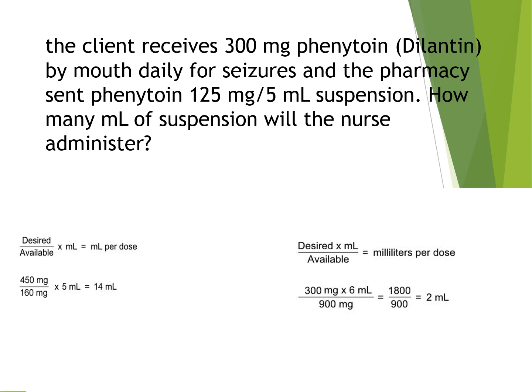So for an example, if they gave 450 milligrams over 150 times 5 mLs, that would, of course, give us that calculation, right? So here, desired times mLs over what's available equals milliliters per dose, right? So for example, if they gave us 300 times 6 over 900, 1800 divided by 900, which would equal 2. Those are just some references.